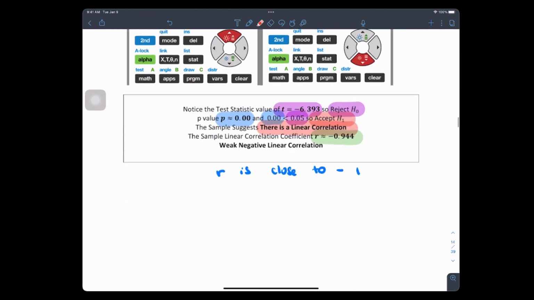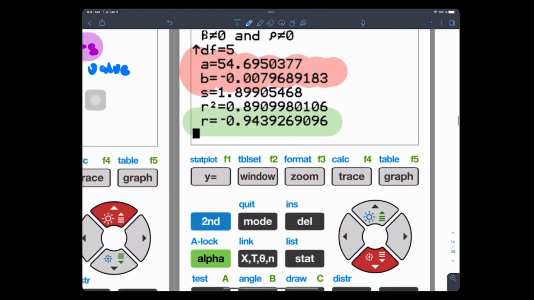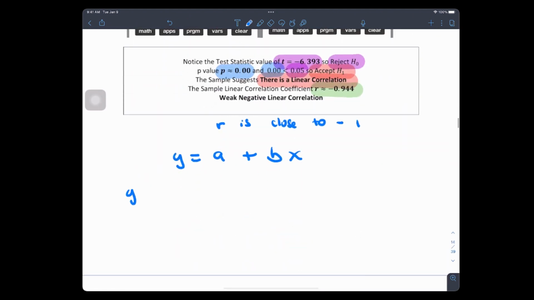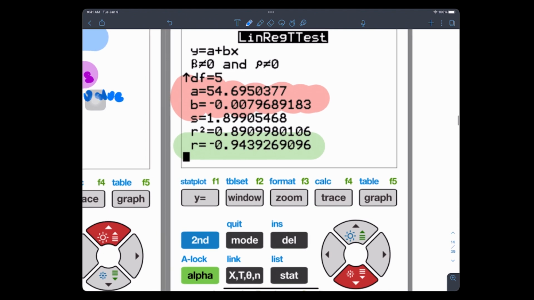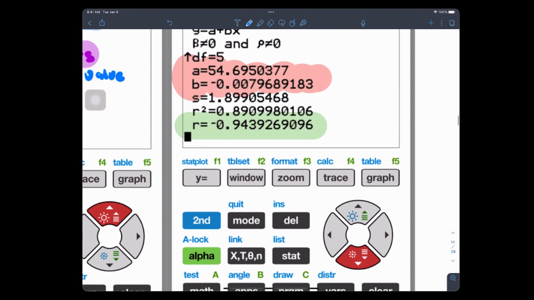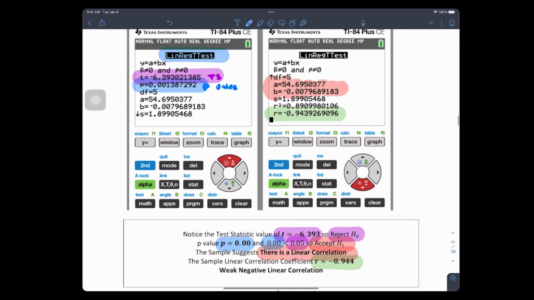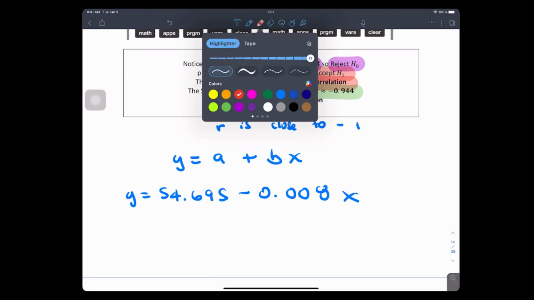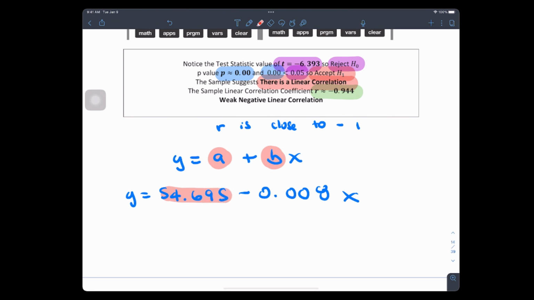So A and B, you say, what is that? Well, I write it this way: y equals a plus b times a variable x. A, if I go to the thousandths, what is a? Isn't that 54.695? There's the a value right here, 54.695. What is the b value to the thousandths? So notice I'm going to the thousandths for both of these. What's the b value? Negative 0.008, times x. A value, b value. This is the equation that they're looking for, ladies and gentlemen.